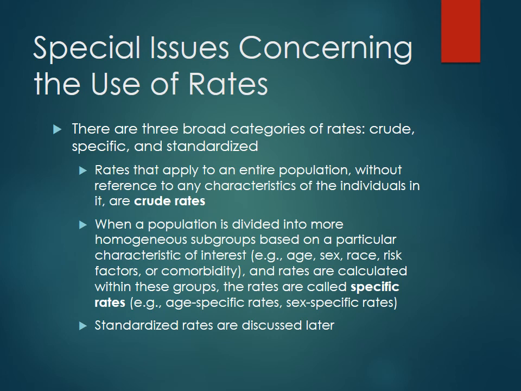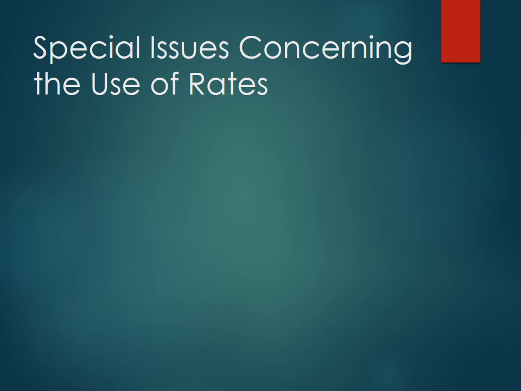When a population is divided into more homogeneous subgroups based on a particular characteristic, so say we're looking at age, sex, race, whatever it happens to be, and the rates are calculated within these groups, you can call those specific rates. So you can look at crude rates for an entire sample or population, and then you can break it down into specific rates. If we're looking at age-specific, sex-specific, whatever it happens to be, those are a variation of those crude rates. We'll talk about standardized rates a little bit later on in the course.